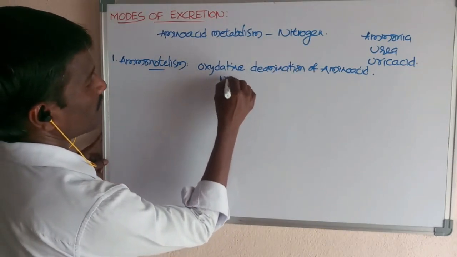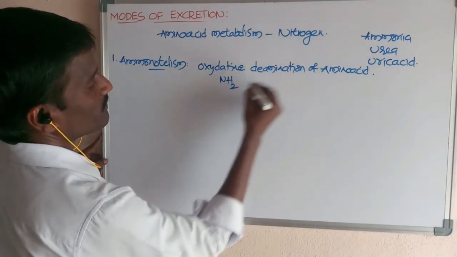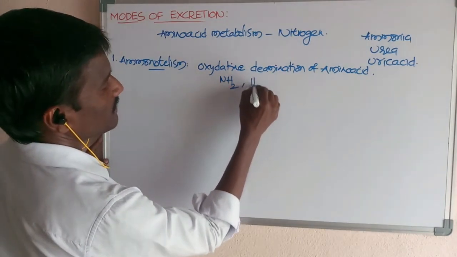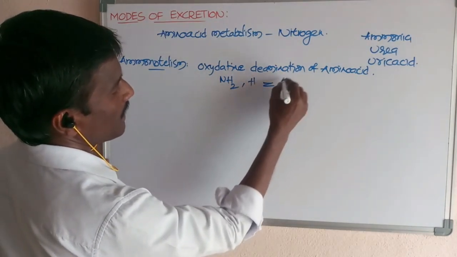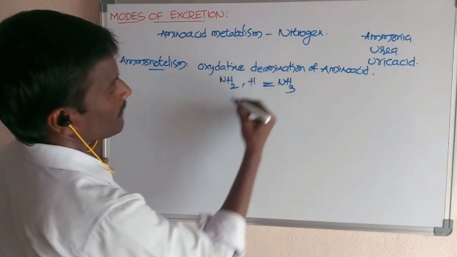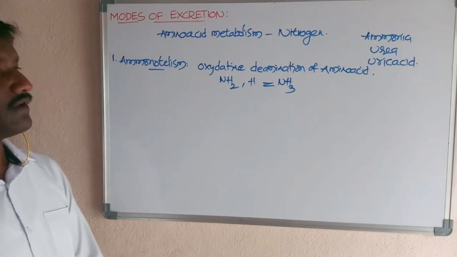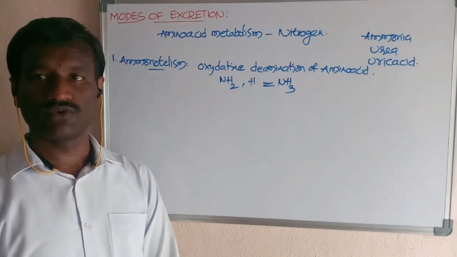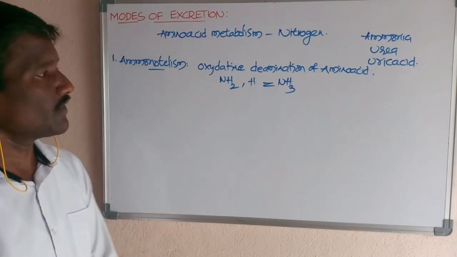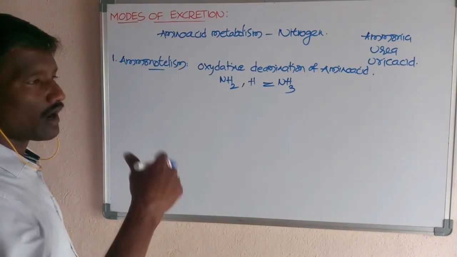The NH2 group is separated from the amino acid. It combines with free hydrogen and forms NH3. In this way NH3 is produced. NH3 is highly toxic and it is eliminated to the outside.